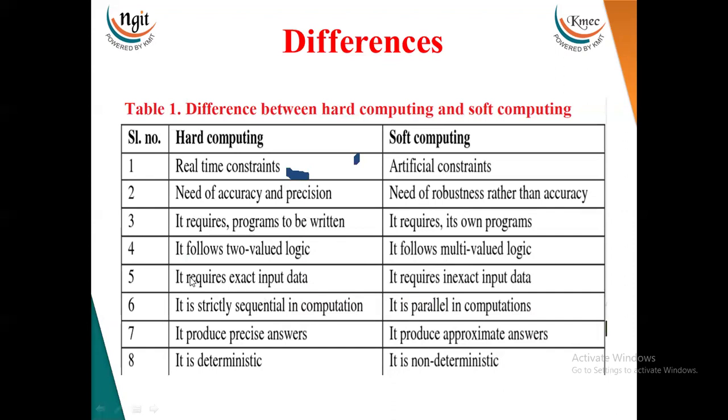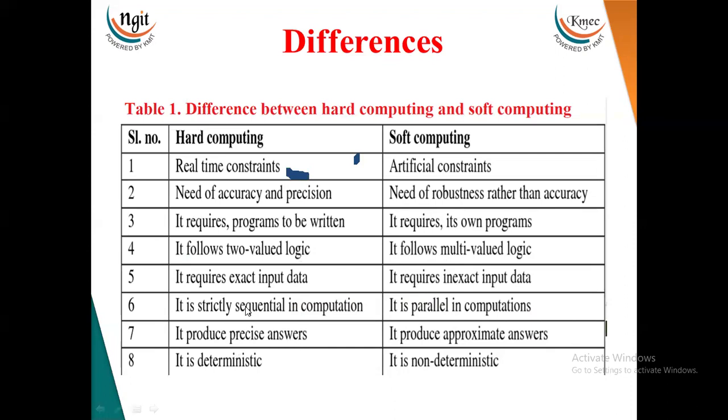And hard computing will take only exact input data. If you change the input data, it will not accept it. If I'm giving input as an integer value, it will not take a float. It should have the exact input. But coming to soft computing, it can work with any kind of data which is not exactly required, or it can have different types of patterns.